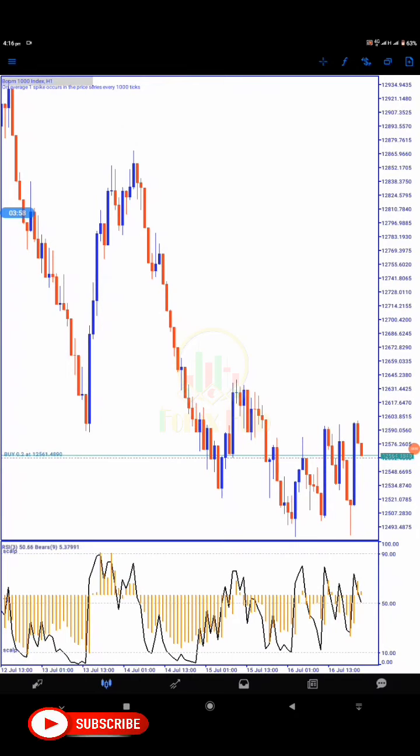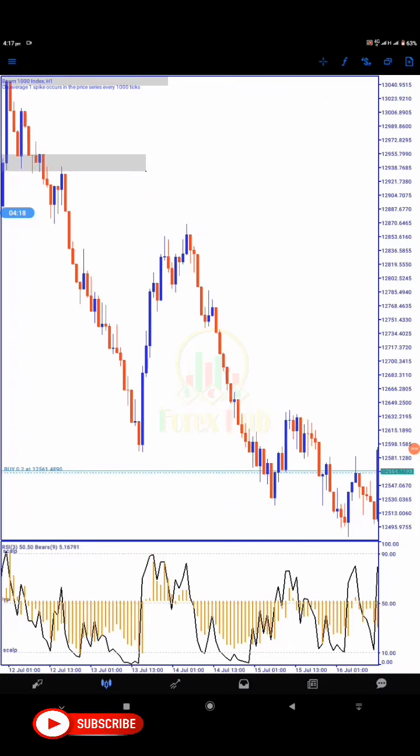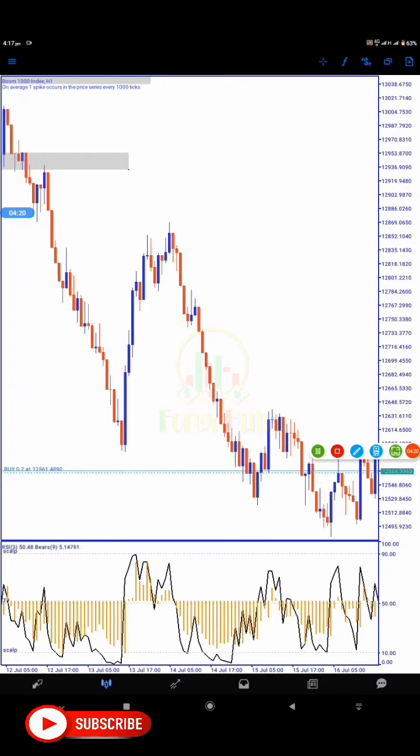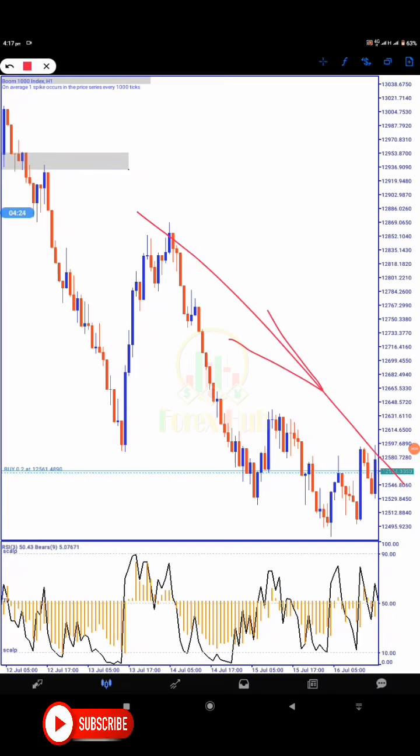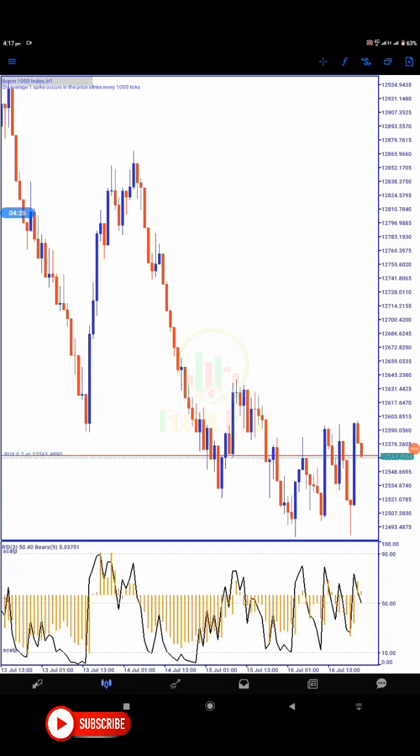So the best thing for you to do in this place is for you to trade when the boom is selling. You scalp when the boom is selling, not when the boom is buying. That is when the boom is on a downtrend and not when it's on an uptrend. As you can see right here, this market has been going down for hours now.